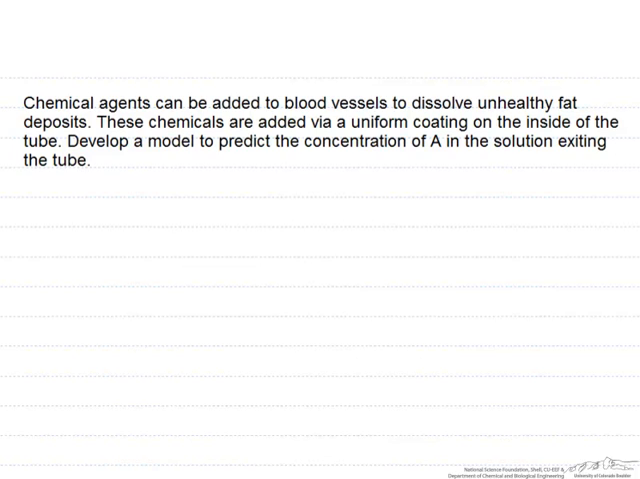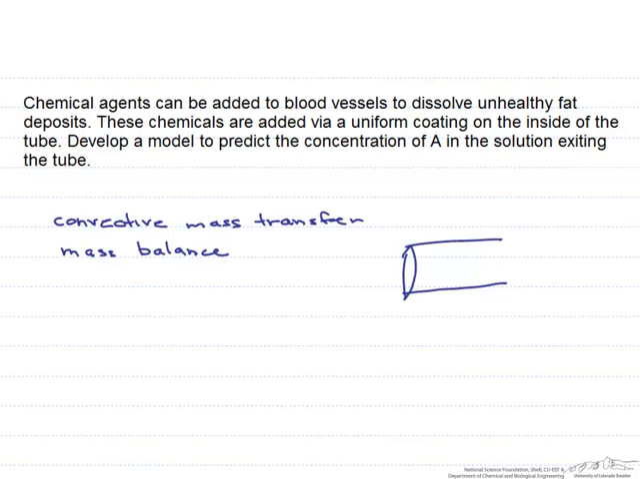So the first thing is that we have a process that is dominated by convective mass transfer. What that means is, instead of using the continuity equation or Fick's law that we've used for diffusion limited or dominated processes, we start with a general mass balance. So let's draw a picture here. We have this vessel and we have the blood going in and coming out. In addition, there is this coating here that releases the chemical agents into the blood.